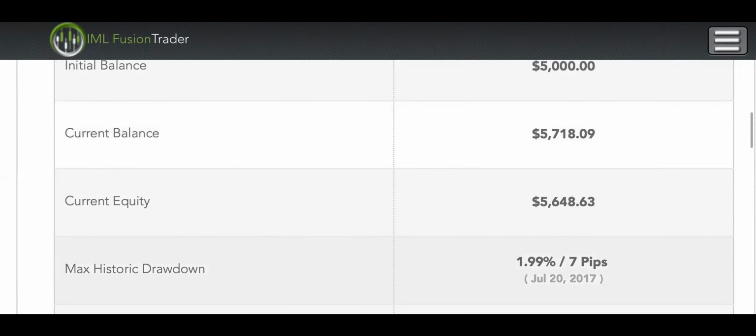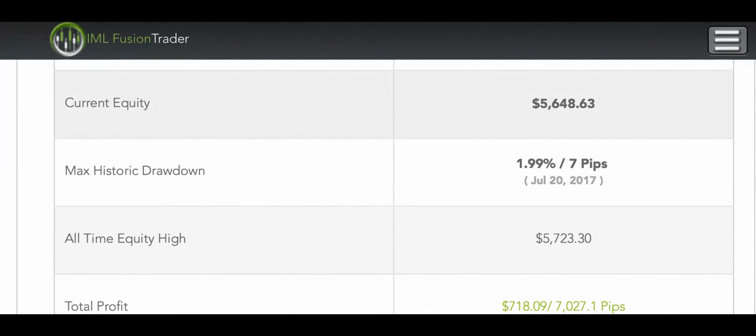And so basically, one of the other things that you really want to pay attention to is the drawdown. You want a very low drawdown. That's extremely important. So if you are trading and you know your drawdown is like 30%, 40, 50%, that's not really good.